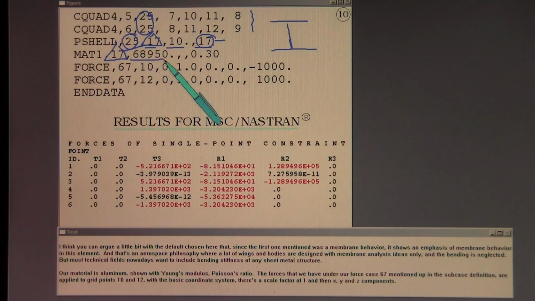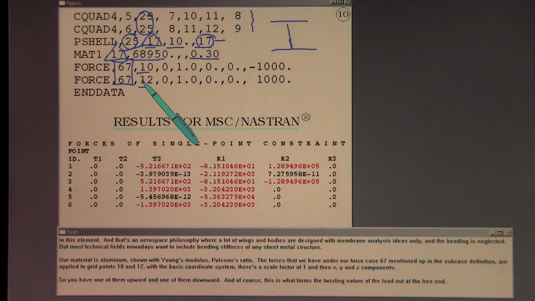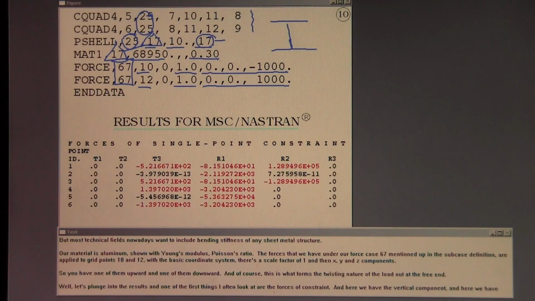Our material is aluminum, shown with Young's modulus and Poisson's ratio. The forces that we have under our force case 67, mentioned up in the subcase definition, are applied to grid points 10 and 12. With the basic coordinate system, there's a scale factor of 1, and then x, y, and z components. So you have one of them upward and one of them downward. And of course, this is what forms the twisting nature of the load out at the free end.